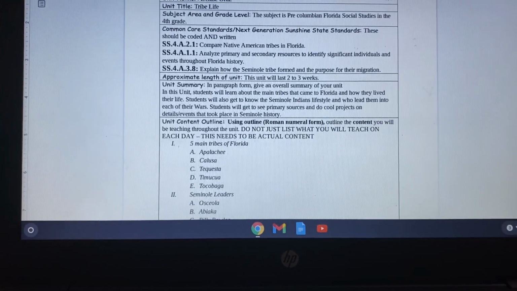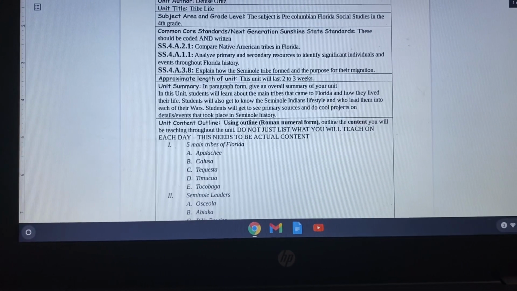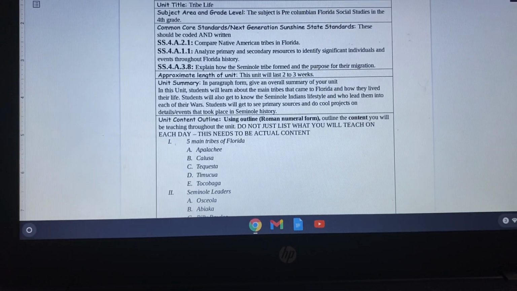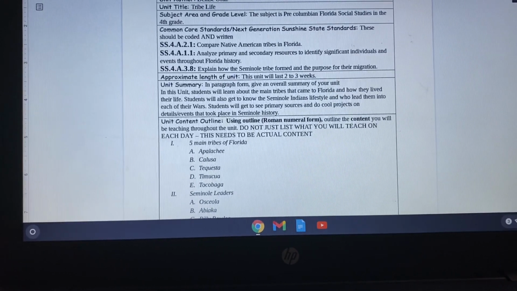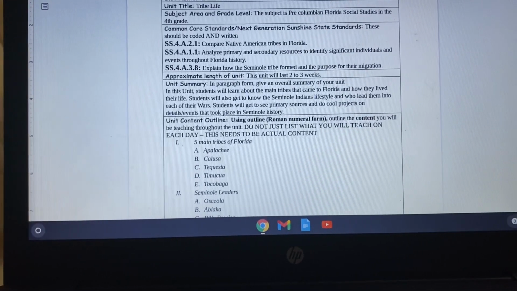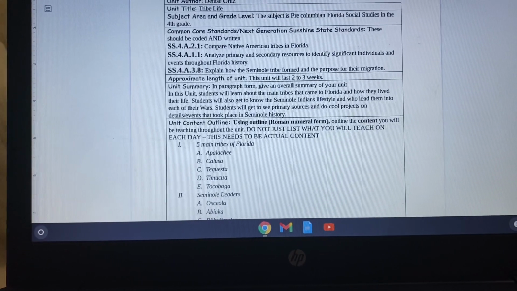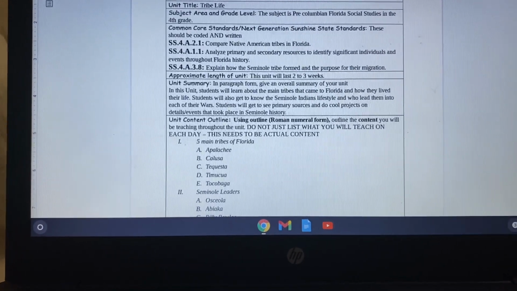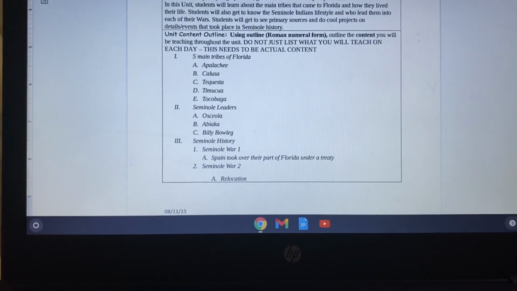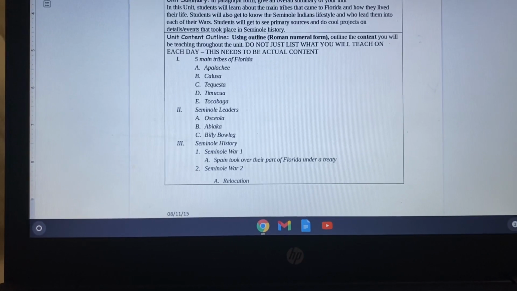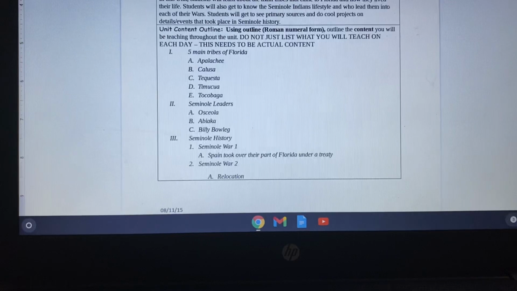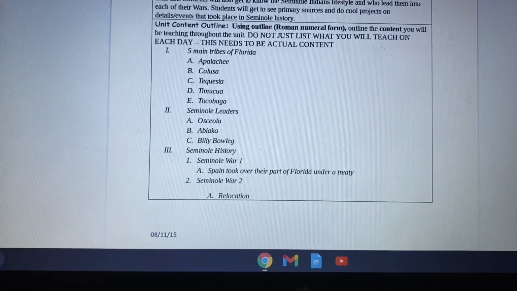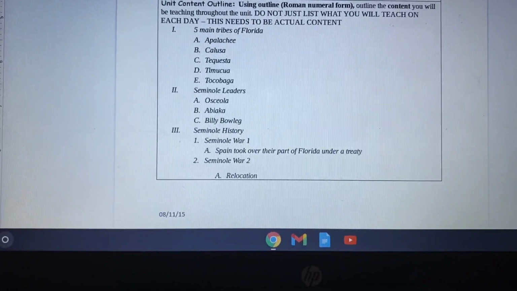in paragraph form, in this unit, students will learn about the main tribes that came to Florida and how they lived their life. Students will also get to know the Seminole Indians' lifestyle and who led them into each of their wars. Students will get to see primary sources and do cool projects on details and events that took place in Seminole history. My outline included the 5 main tribes of Florida. The second part of the outline was Seminole leaders, and the third part was Seminole history.